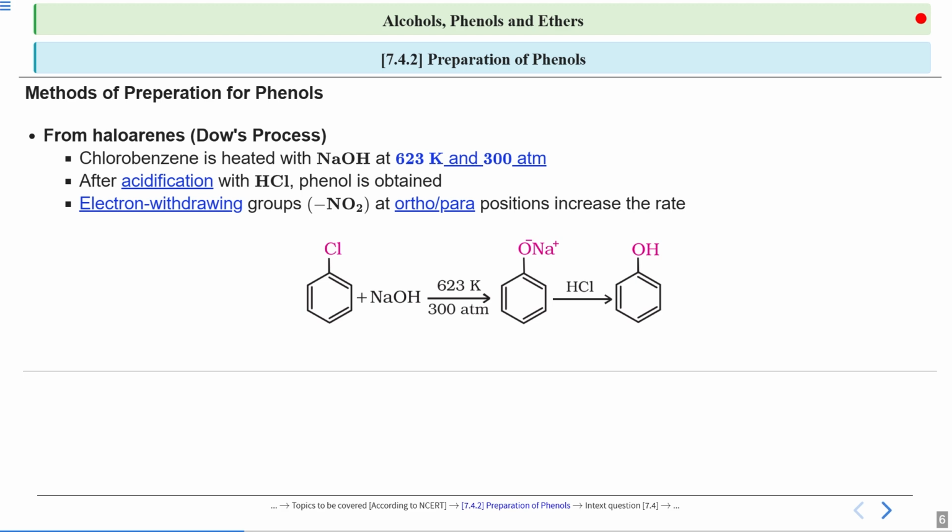Now in the initial haloarene, chlorobenzene, if any electron withdrawing group is present at the ortho and the para positions, then it is going to withdraw the electrons and make the carbon to which the chlorine is attached more electrophilic. When chlorine is removed, the electron withdrawing group increases the electrophilicity of the carbon and makes it very easy for the nucleophile to attack on that carbon and give us the required product. That's why we said that an electron withdrawing group, if present at ortho and para positions, is going to increase the rate of the reaction. That is Dow's process.